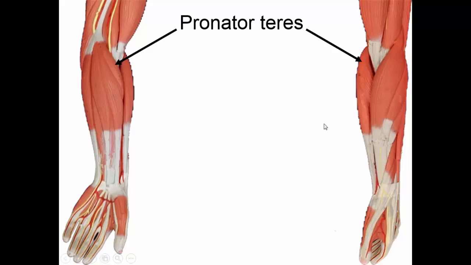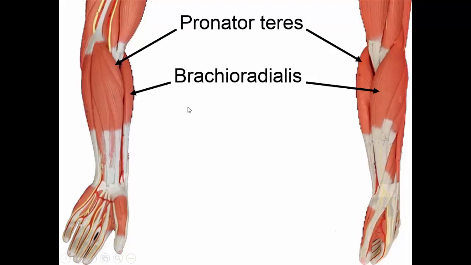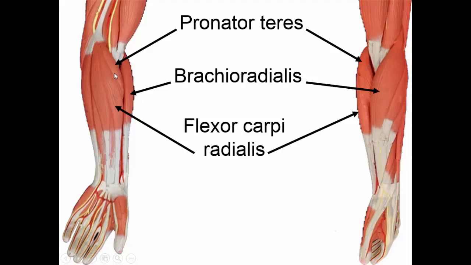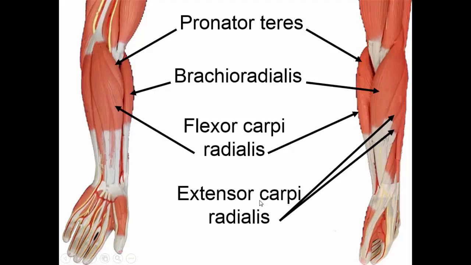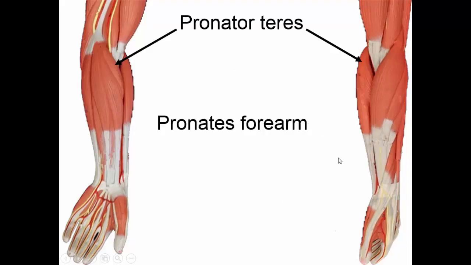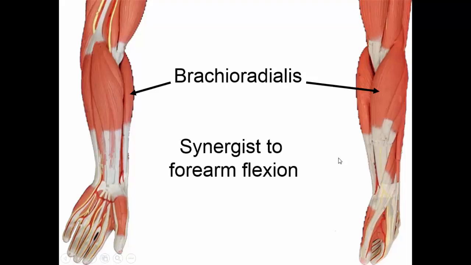There are two additional muscles in the lower arm, the pronator teres and the brachioradialis. The pronator teres is next to the flexor carpi radialis, and the brachioradialis is next to the extensor carpi radialis. The pronator teres will pronate the forearm. The brachioradialis is a synergist to forearm flexion.